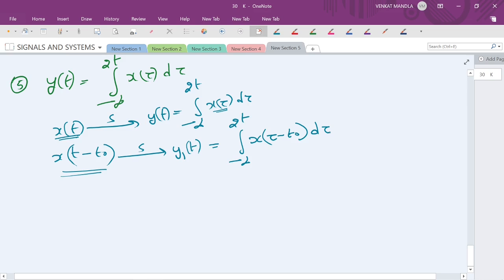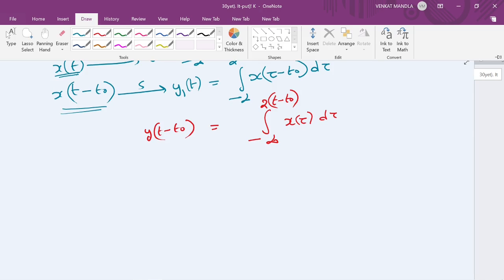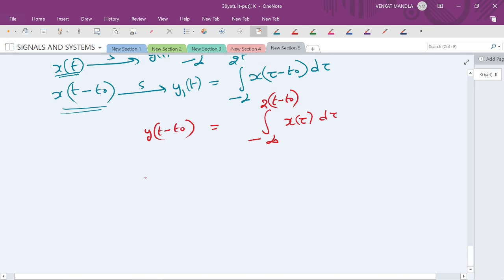Now I will apply y(t minus t naught), a delay in the output. Wherever t is there, replace t by t minus t naught, so the upper limit is 2(t minus t naught). Now what is y1(t)? This is y1(t), the integral from minus infinity to 2t of x(tau minus t naught) d tau. I want to check whether this y1(t) equals y(t minus t naught).